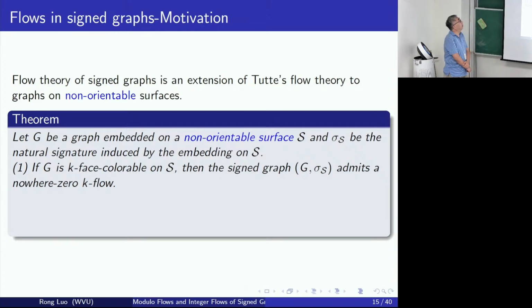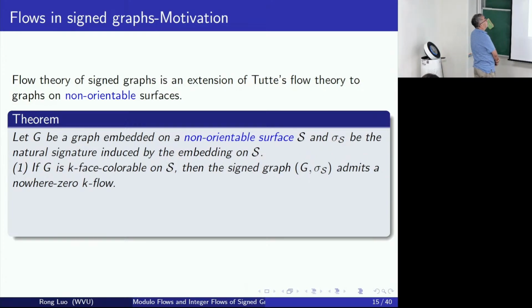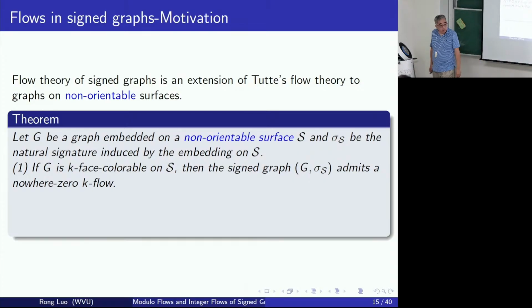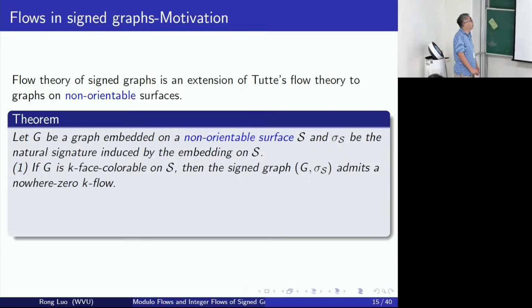And what's the motivation here? The flow theorem of signed graphs is an extension of Tutte's flow theorem to graphs on non-orientable surfaces. We can prove this: let G be a graph embedded on a non-orientable surface, and sigma be the signed graph induced by the embedding. Of course, the signature may be different, but all the signatures should be equivalent, so it doesn't matter which one. If G is K-face colorable, then the signed graph admits a nowhere-zero K-flow.